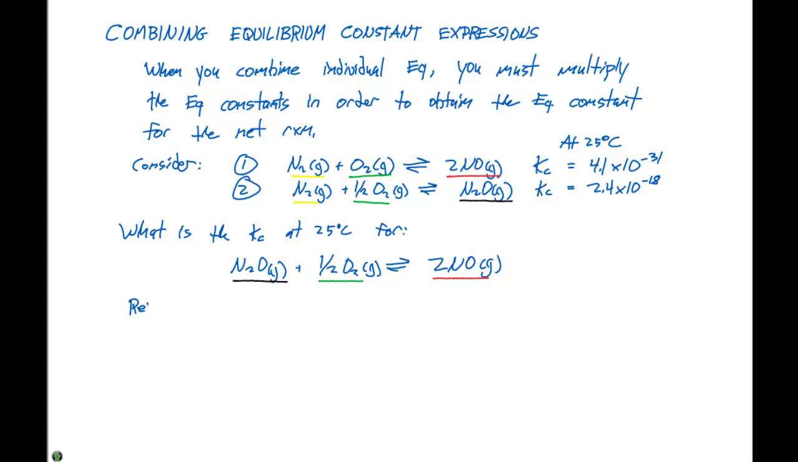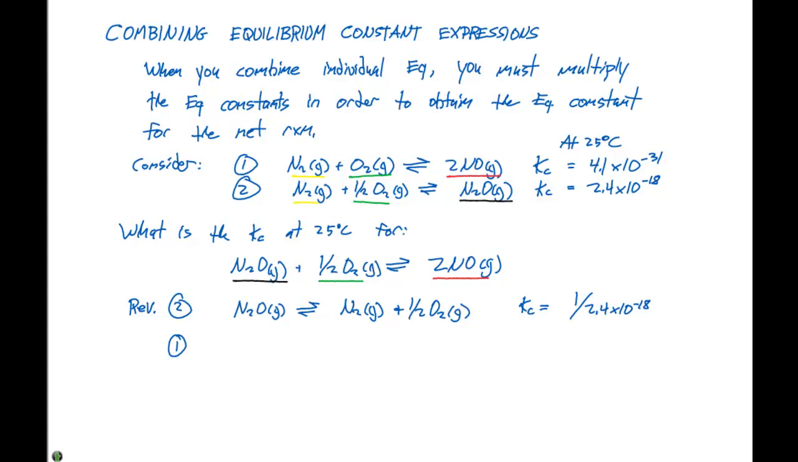So in order to get each of these here, we're going to need to do two things. We're going to have to reverse reaction number 2, and then use reaction number 1 and add them together. If we reverse reaction number 2, that gives us N2O gas in equilibrium with N2 gas plus 1/2 O2 gas. The Kc for this expression is going to be 1 over 2.4 times 10 to the minus 18, because remember, when we reverse a reaction, we need to take the reciprocal.